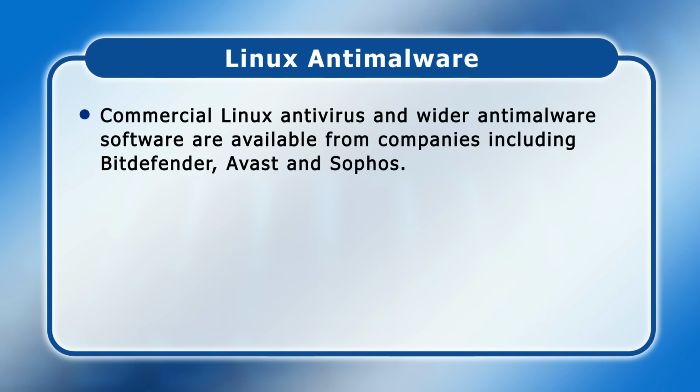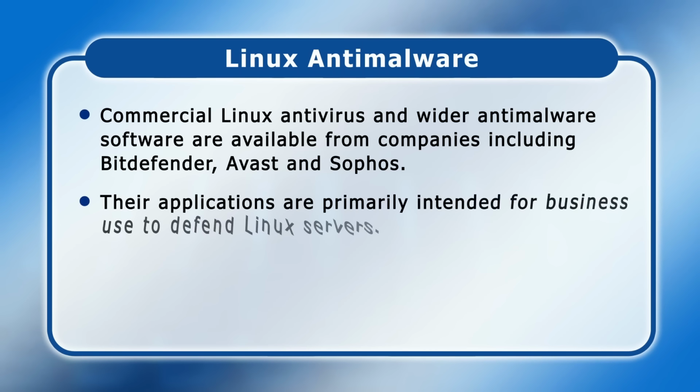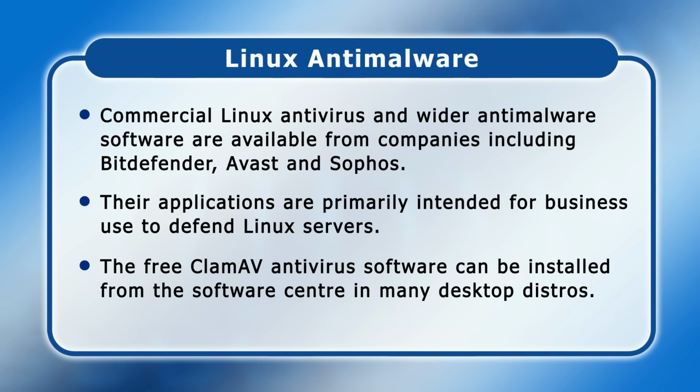Commercial Linux antivirus and wider anti-malware software are available from companies including Bitdefender, Avast and Sophos. However, reflecting the nature of the threat, applications from these vendors are primarily intended for business use to defend Linux servers. This said, the free ClamAV antivirus software can be installed from the Software Center in many desktop Linux distros. However, do be aware that there's no graphical user interface. And indeed, ClamAV is mainly installed on mail servers to scan messages. But if you're worried, you may want to investigate ClamAV.